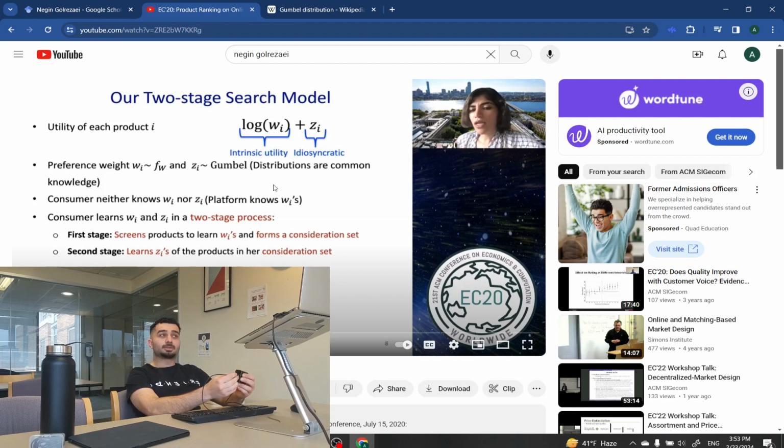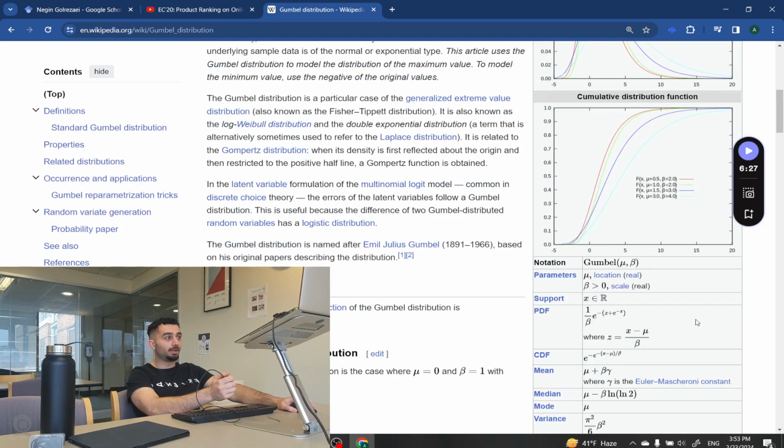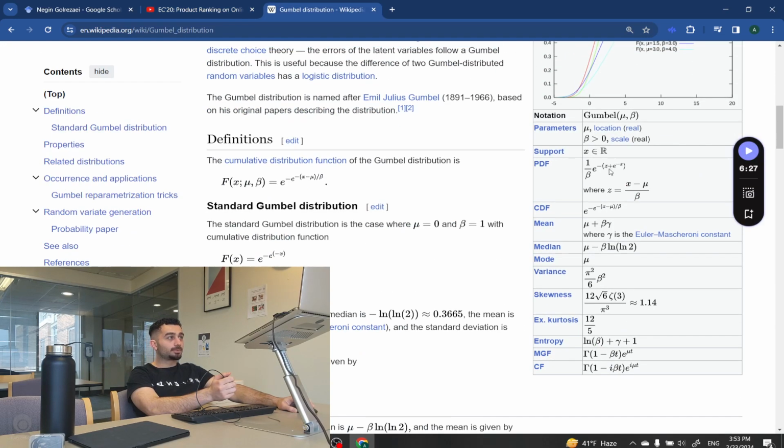I don't know how they started establishing the model, but this form leads to that Gumbel distribution, because if you look at the PDF, you want to have some linear form plus some log form.